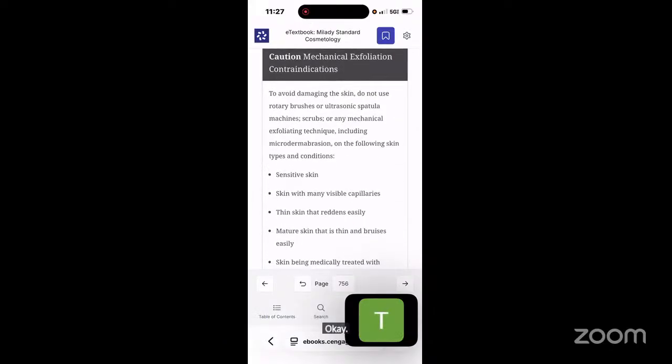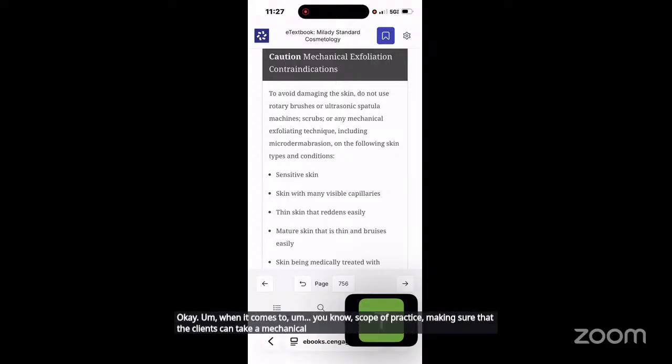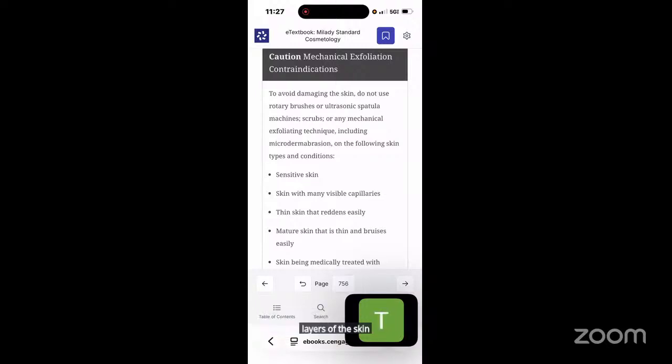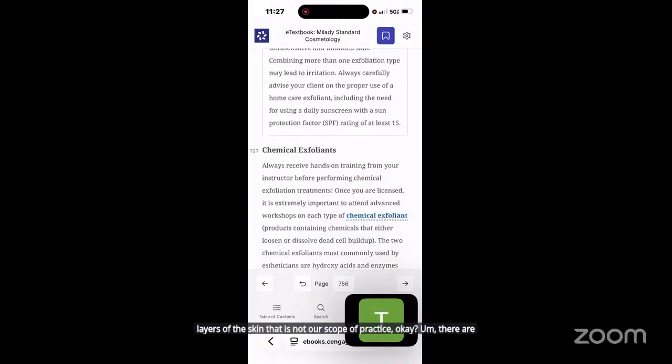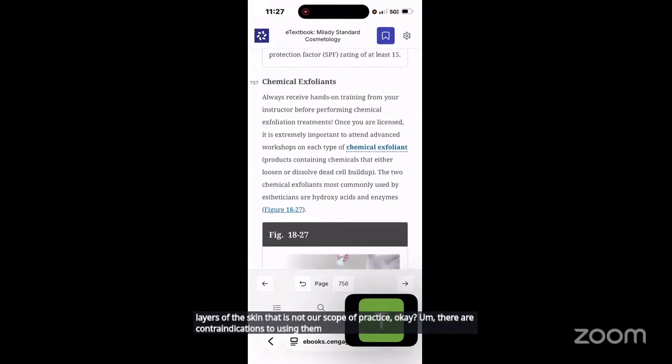When it comes to scope of practice, make sure that the clients can take up mechanical and make sure your state says you can do mechanical. Tennessee right now doesn't have an issue with it as long as we're only touching the top part of the skin. Once we start dabbling into different layers of the skin, that is not our scope of practice. Okay. There are contraindications to using them. We'll continue to review, but we're looking at three different types of exfoliations.